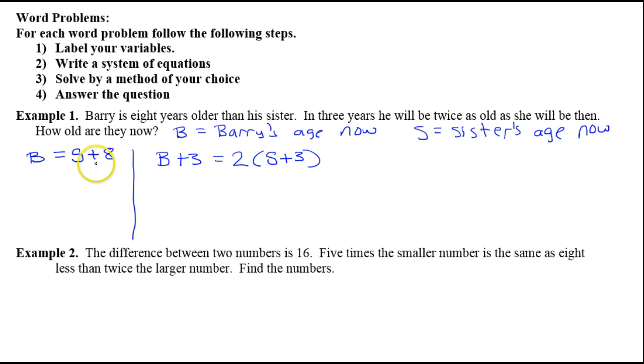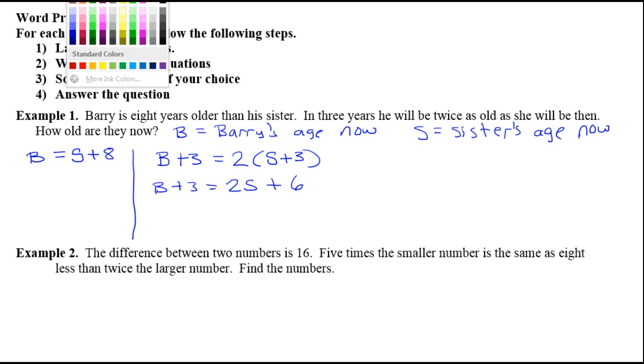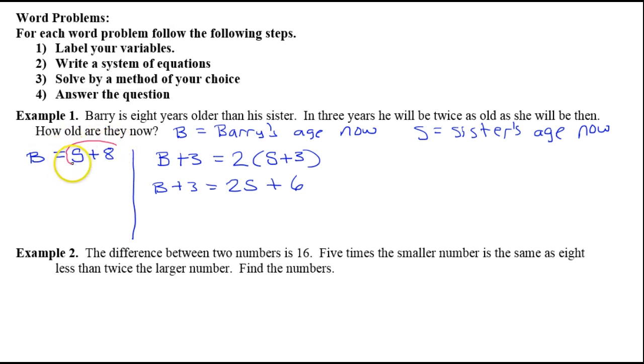So this would be a good system to do substitution on, since we have one variable by itself. So let's get rid of the parentheses on this equation over here first. So I've got B plus 3 is equal to 2S plus 6. Now let's go ahead and do our substitution. So Barry's age, B equals S plus 8. So I can take this expression and substitute it in for B right here. So watch, I'm going to have S plus 8 where the B was, and then I can just write down the rest of this. So that would be plus 3 is equal to 2S plus 6. So now I just have to solve this equation. So I've got S plus 11 is equal to 2S plus 6, just combining like terms.